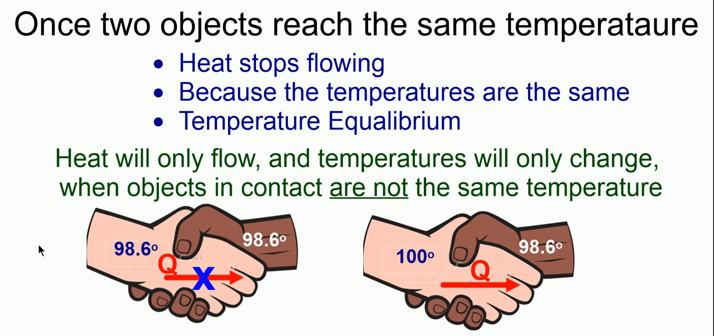I'll read this and we'll finish. Heat will only flow and temperatures will only change when objects in contact are not the same temperature. When objects in contact are not the same temperature, then you'll have flow from warm to cool. Same? Nope. No more flow. You're at temperature equilibrium.